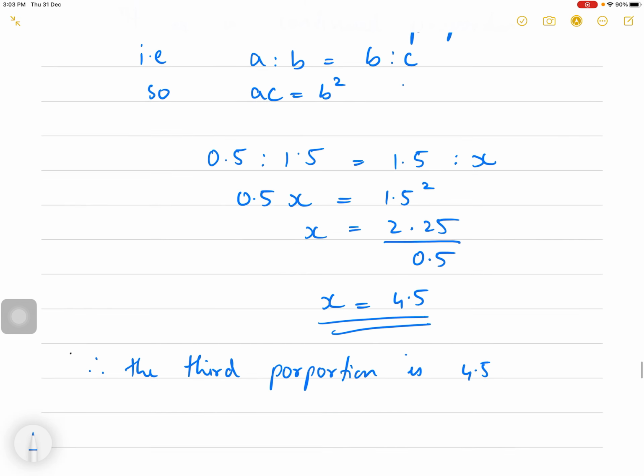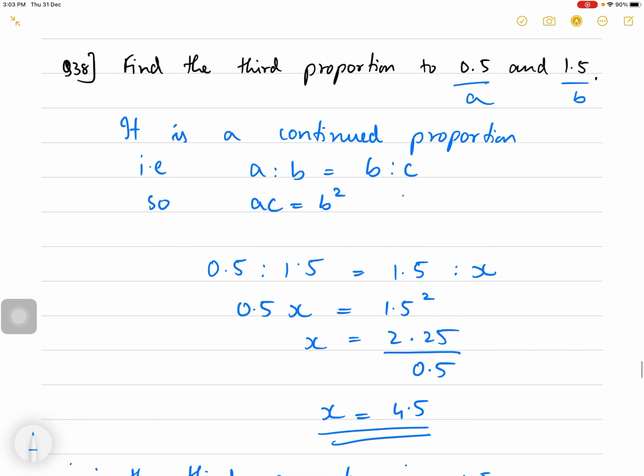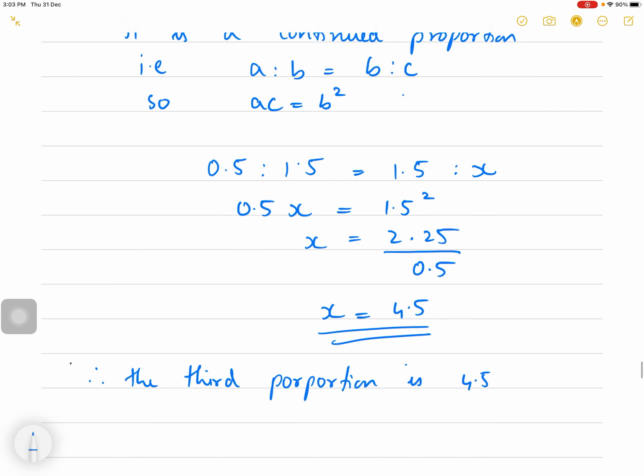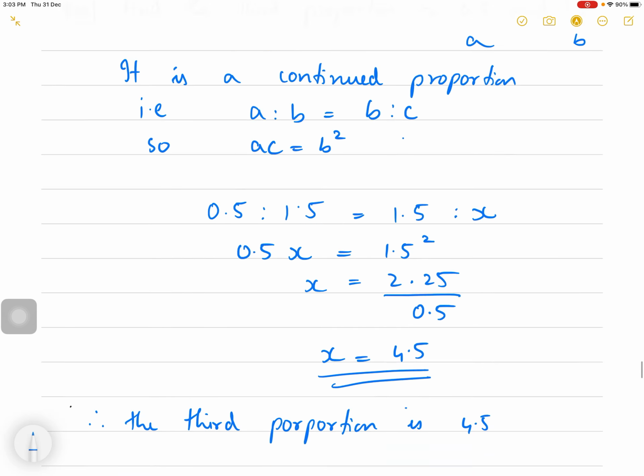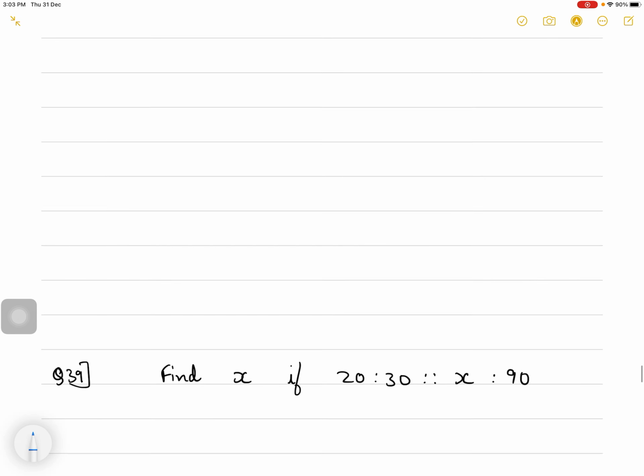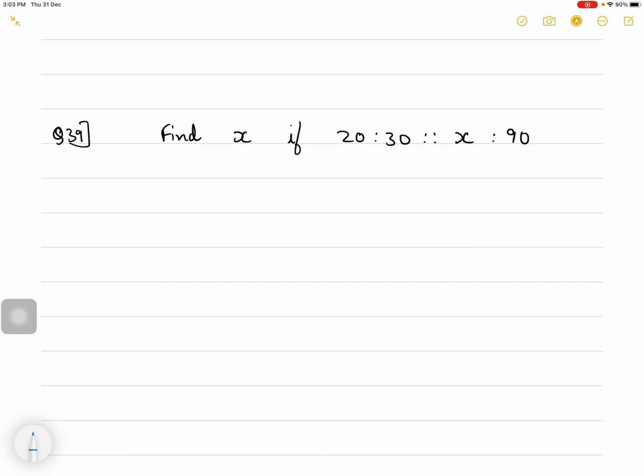Got it? Okay, now let's see the next question. Find x if 20 is to 30 is equal to x is to 90. Okay, let's find out. So here A is to B is equal to C is to D, then AD is equal to BC, right?